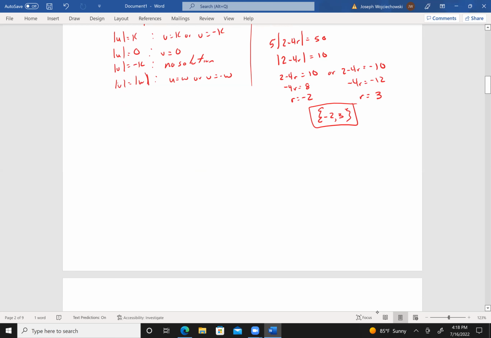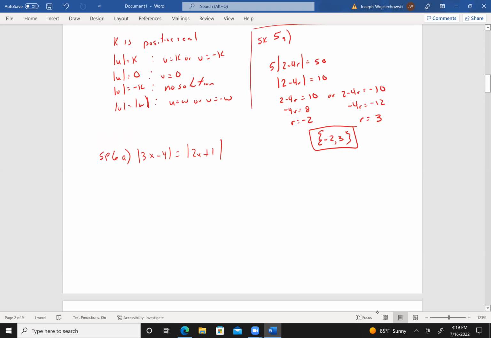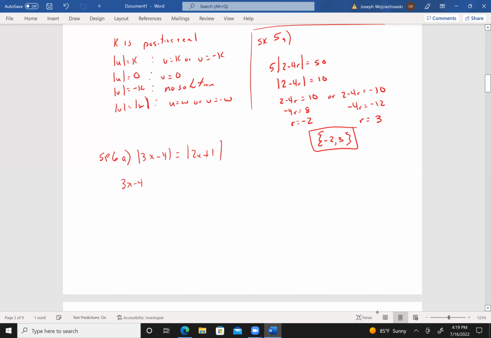Okay, let's look at another one. Let's look at one that has both. So I'm going to go to skill practice 6. And again, I'll do A. Absolute value of 3x minus 4 is equal to the absolute value of 2x plus 1. So this means that 3x minus 4 equals 2x plus 1, or 3x minus 4 equals the negative of 2x plus 1. So let's start with the easy one over here.